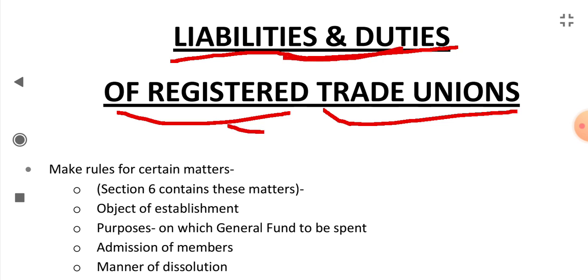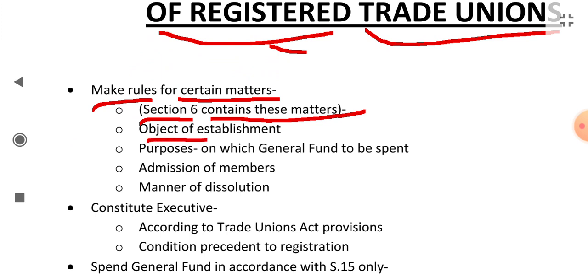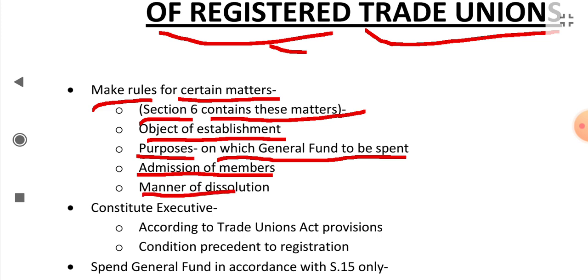Okay, so the first duty is to make rules for certain matters. These matters are contained in section 6. What are these matters? The object of the establishment of the trade union. What is the objective of establishing the trade union? Another one is the purposes on which general fund is to be spent. Next is the admission of members, and another one is the manner of dissolution of the trade union. On these matters, the registered trade union has to make rules.